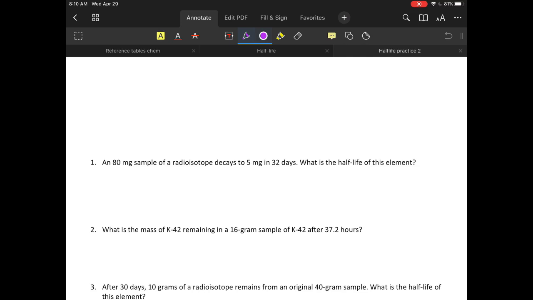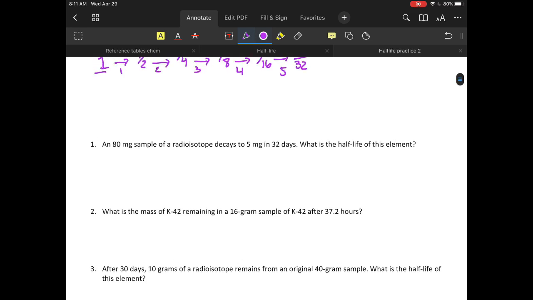You're confused. So don't forget we said that yesterday, if this is our original sample, after 1 half-life, we have half remaining. If we cut that in half, we have 1/4 remaining. If we cut that in half, we have 1/8 remaining. And then after 1, 2, 3, 4 half-lives, we would have 1/16 and then 1/32 of the original sample remaining. So this is 1, 2, 3, 4, 5 half-lives.